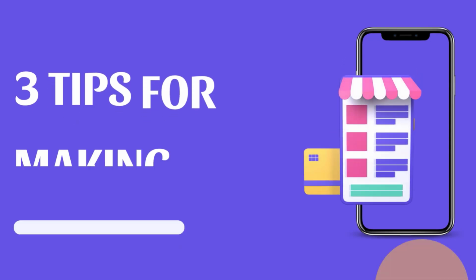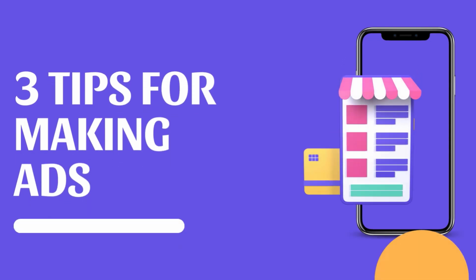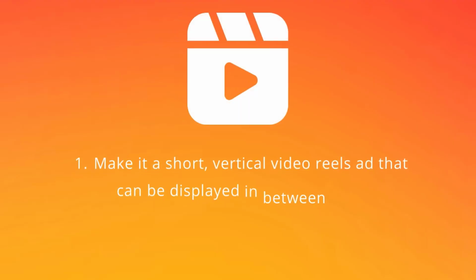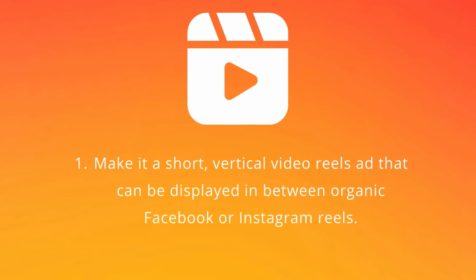But when it comes to actually making the ad, I have 3 tips for you. Number 1, make it a short vertical video reels ad that can be displayed in between organic Facebook or Instagram reels. It's the number 1 media type right now, and it has been for a long time. I foresee it will continue to be and has the highest potential to grab your audience's attention the quickest.